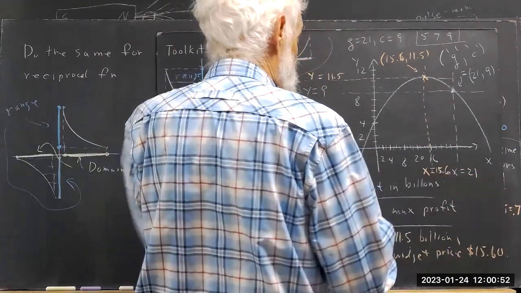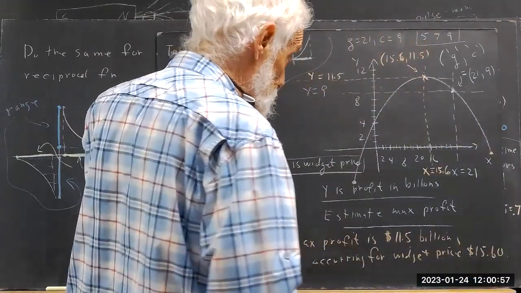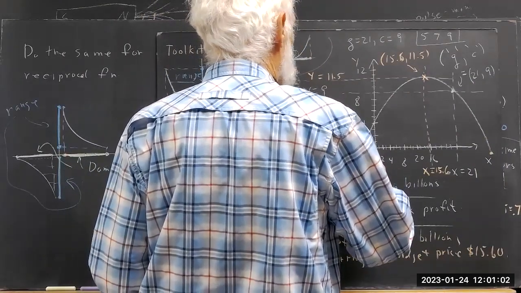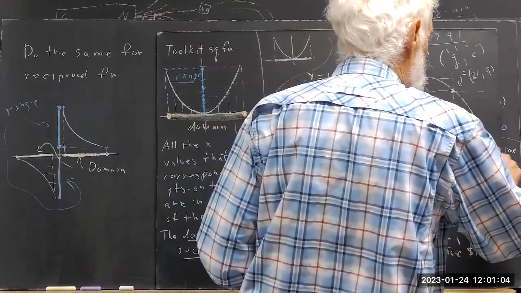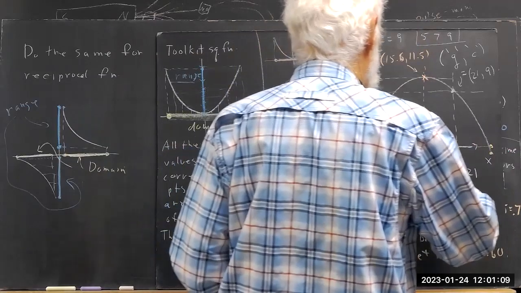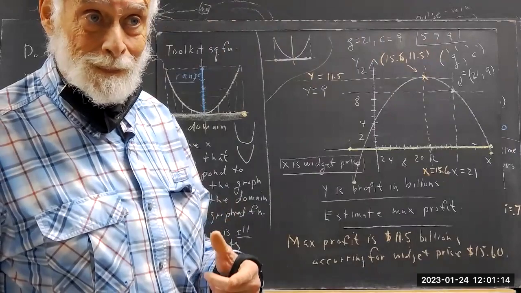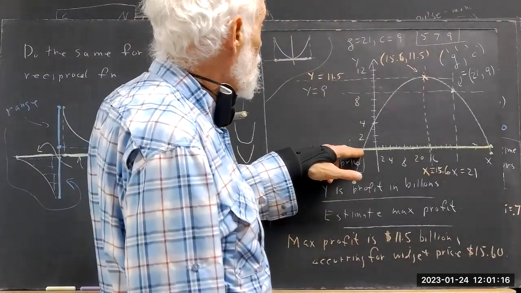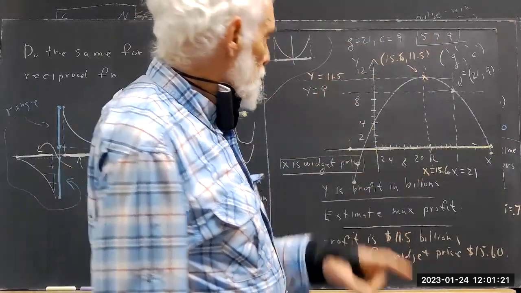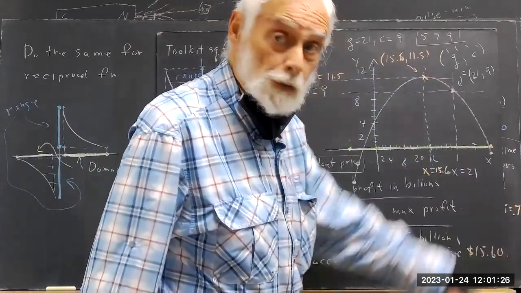Well, the domain, the graph as I drew it, and the graph as you drew it probably starts here and ends here. So it appears that we have x values all the way over to here and all the way over to like here. So the domain would be this. Now, some of you chose to restrict the domain only to positive values of the profit. That's not really appropriate because you can lose money.